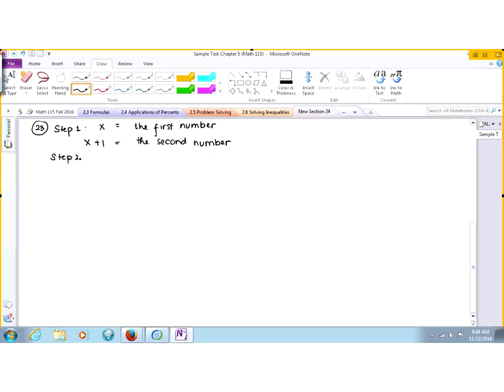Good. Now there is no drawing. We're not drawing numbers, are we? Step 3, equation. Let's read what it says. The product of two consecutive integers is 89 more than the sum. So the product, what is the product?